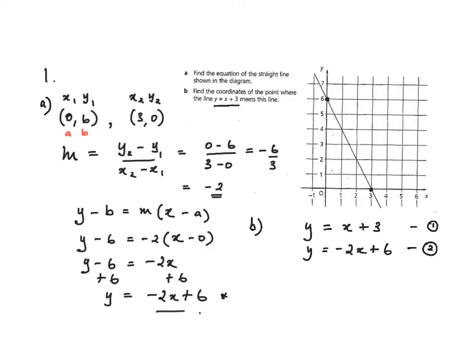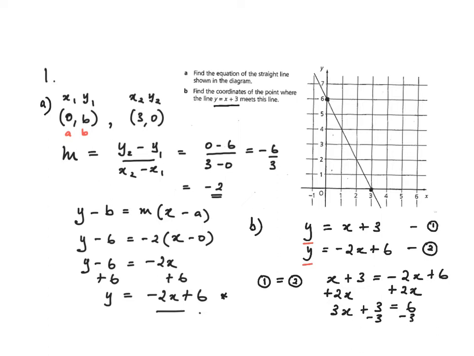What we can do is, because we've got one y here and one y here, we can set the equations equal. So x plus 3 equals minus 2x plus 6. Gather together the x terms. So 3x plus 3 equals 6. Subtract 3. 3x equals 3. And then x equals 1.